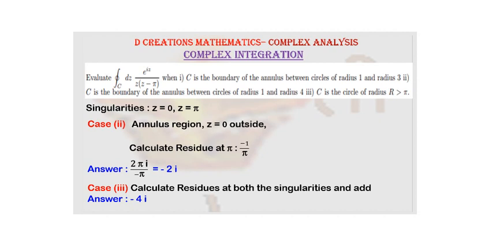So calculate residues at both 0 and pi. Add them up and multiply it by 2 pi i. So eventually the answer that you will get will be minus 4i. So depending on how C has been specified, the answer is going to differ.